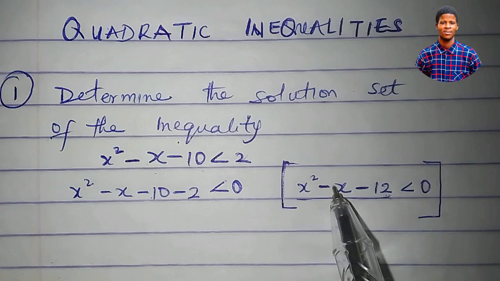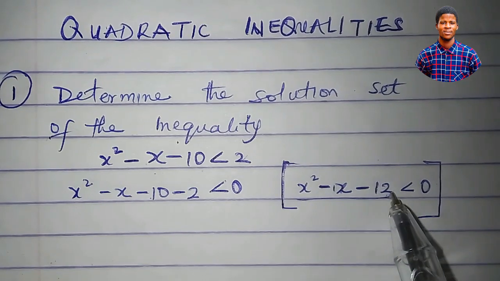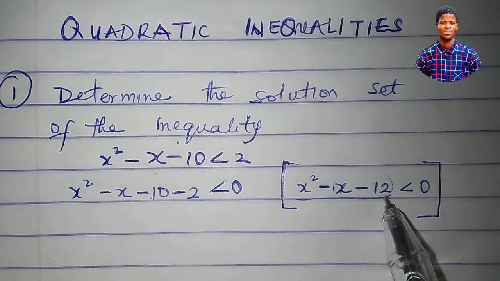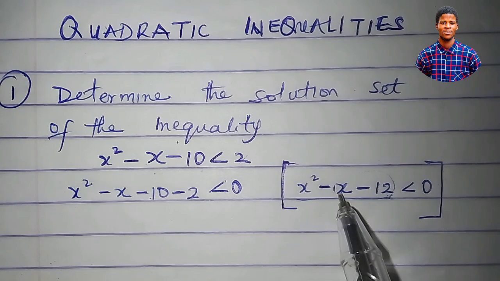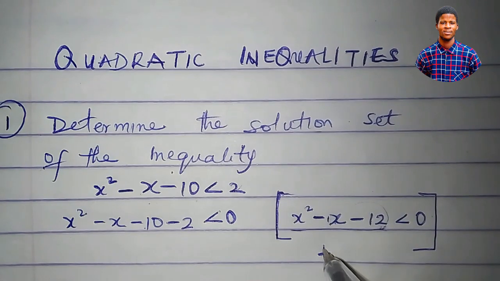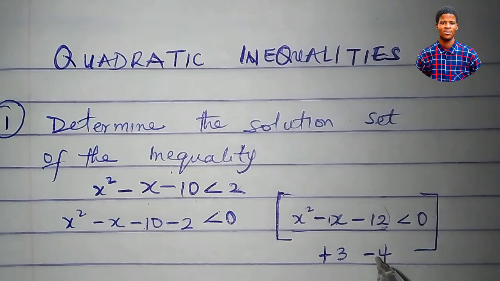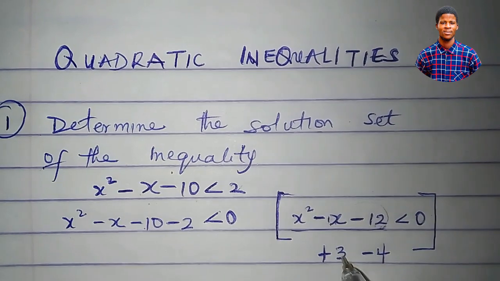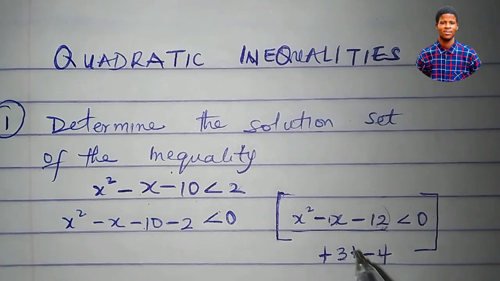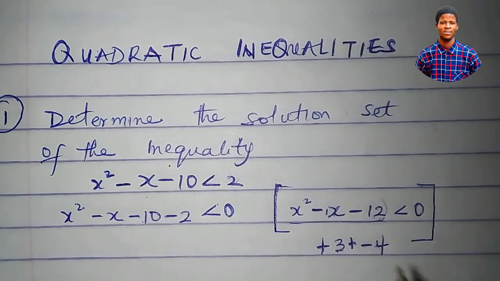Minus 1 is the coefficient of x here. So which two numbers will I multiply to give me minus 12, and add to give me minus 1? The numbers are plus 3 and minus 4, because 3 times minus 4 is minus 12, and 3 plus minus 4, the plus and minus give a minus, so 3 minus 4 is minus 1. So the numbers are 3 and minus 4.